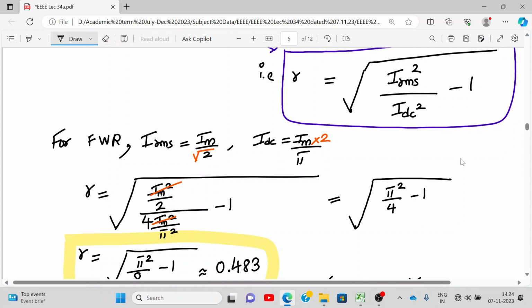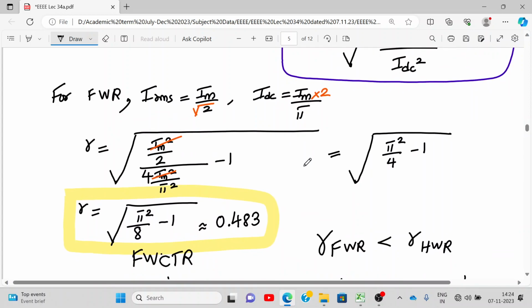and write down the final formula. IRMS is Im by root 2. IDC is 2 Im by pi. So if you simplify it further, you will get R as 0.483. In case of a half wave rectifier, it was 1.21, that is 121%. Here it is 48%. So it is reduced. The lesser the value of R, the better is the rectifier circuit.